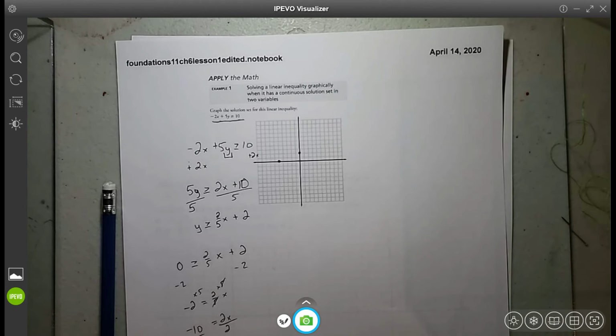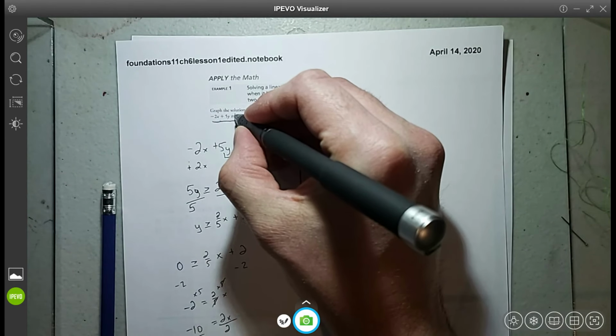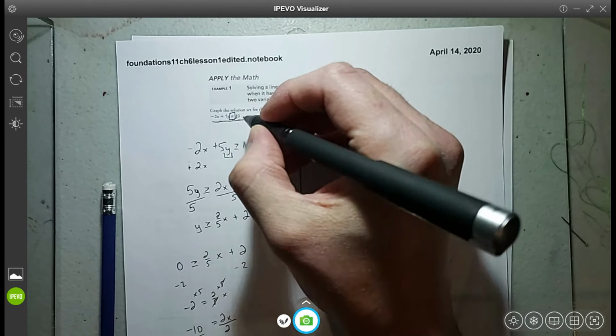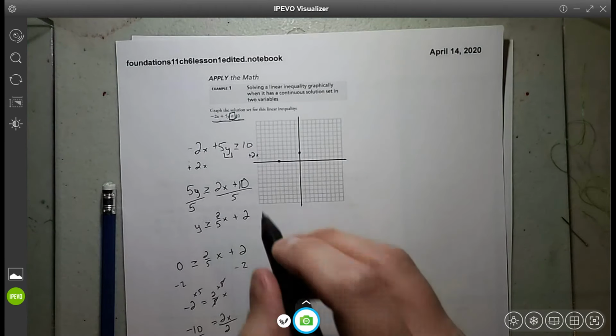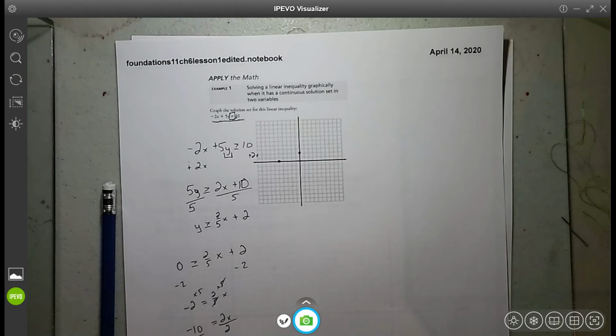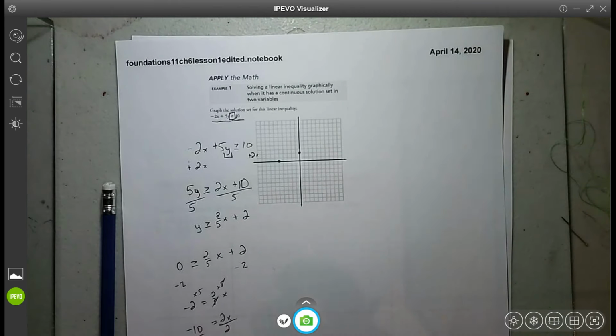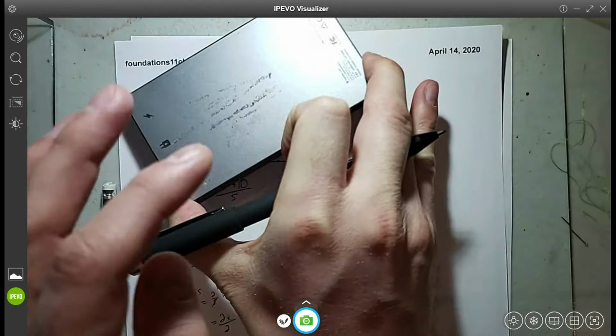But there are two little wrinkles that we need to worry about. The first is our inequality sign. So when we look at that, we see there's a little line underneath, which means greater than or equal to. So this means we can use a full solid line when we draw in our line. Now, ideally, you would have a ruler handy or some sort of straight edge. We're going to make do with this.